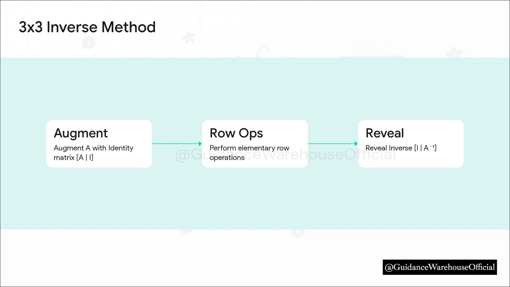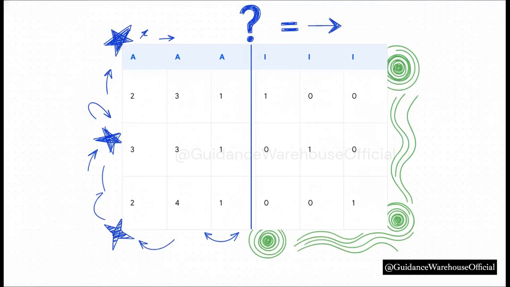it. Step 2, we perform a series of elementary row operations, things like multiplying a row by a constant or adding two rows together. Our ultimate goal in step 3 is to morph the left side into the identity matrix. Once we do that, whatever is sitting there on the right side is our brand new inverse. Here is exactly what that starting line looks like.